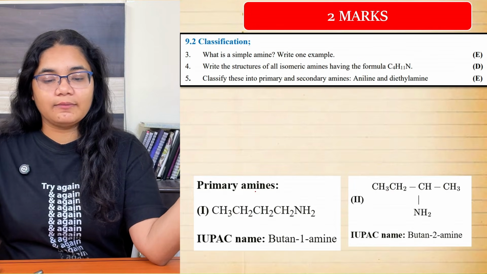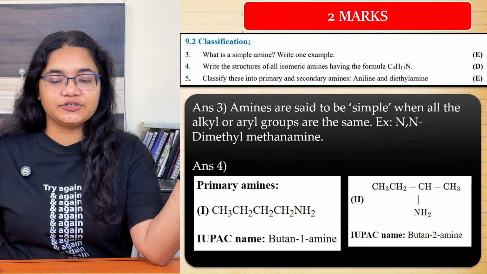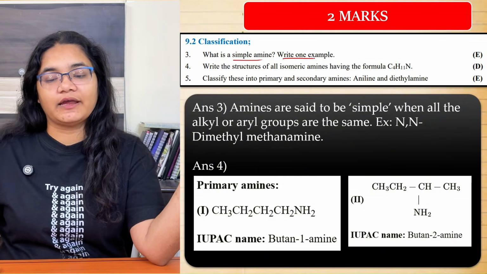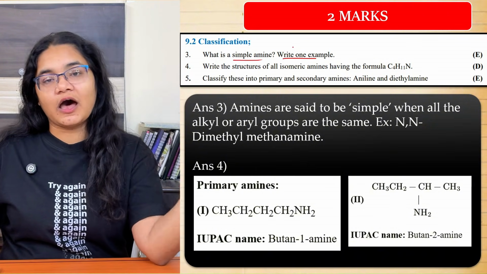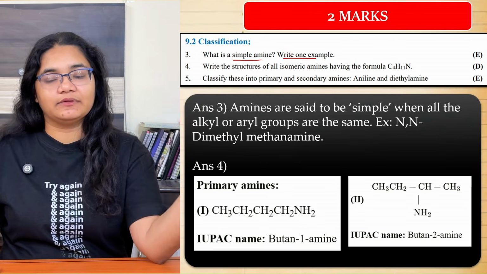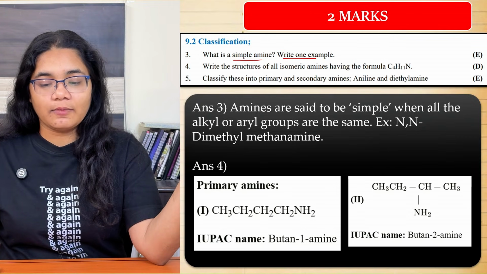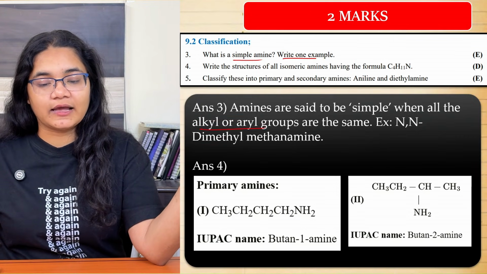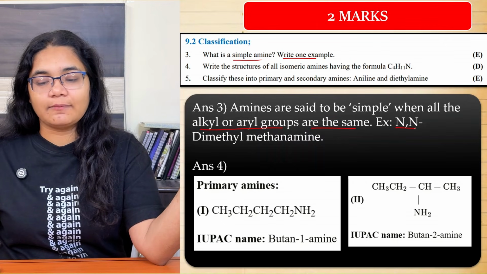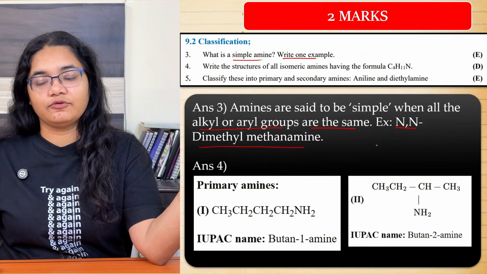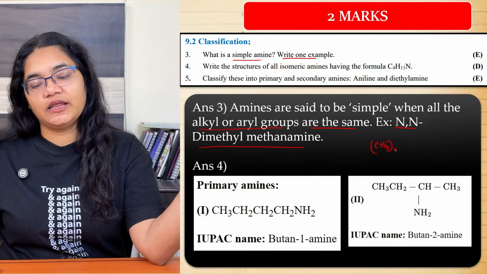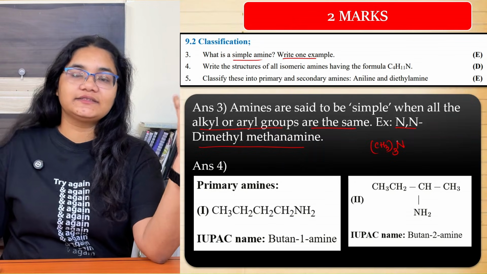Now coming to the next question, on classification. What are simple amines? And write one example. If all the R groups in an amine are the same, then we call it a simple amine. So amines are said to be simple when all the alkyl or aryl groups are the same. For example, N,N-dimethyl methanamine. If you write the structure like this, (CH3)3N, then it is a simple amine.